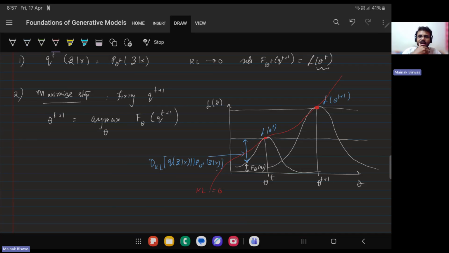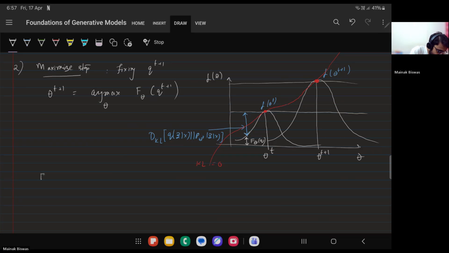So now you may ask me, why are you showing that the likelihood functions are improving over time? This is how I'll show you the proof. What are we trying to maximize? L theta t is what we have, right? The likelihood under parameters theta t, at iteration t.